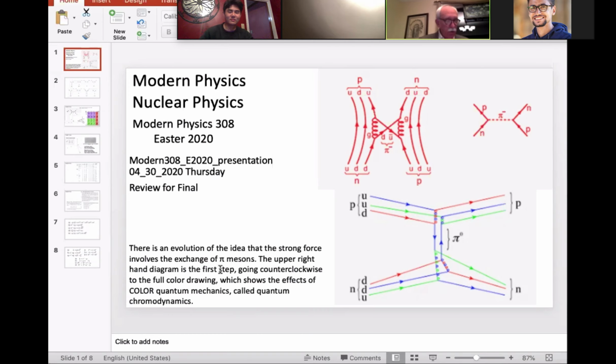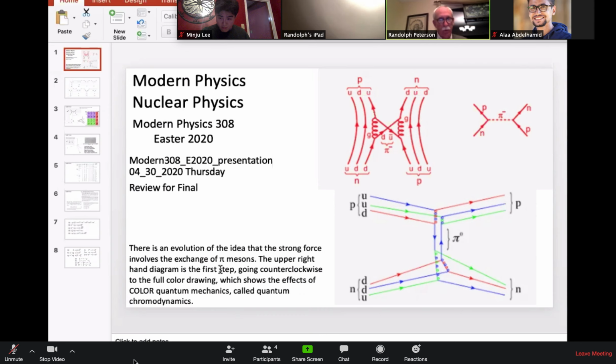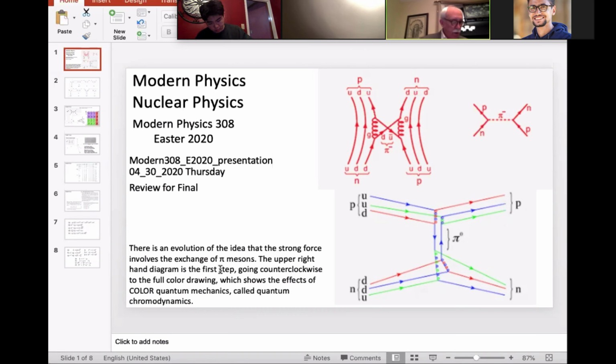And then we've got the conservation laws. Remember, these are conservation laws that happen some of the time. They have qualifiers with them. And then the strange particles and what that means, and how we got to classify them that way. So a little bit of the history there.